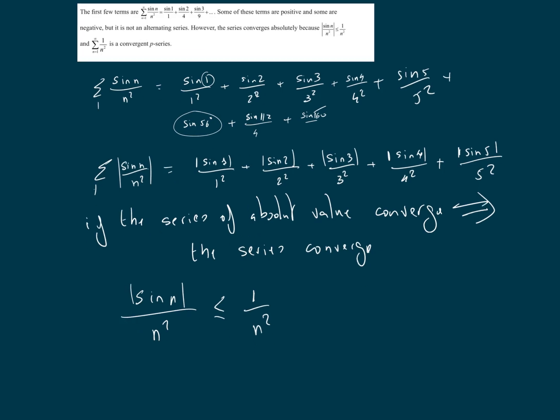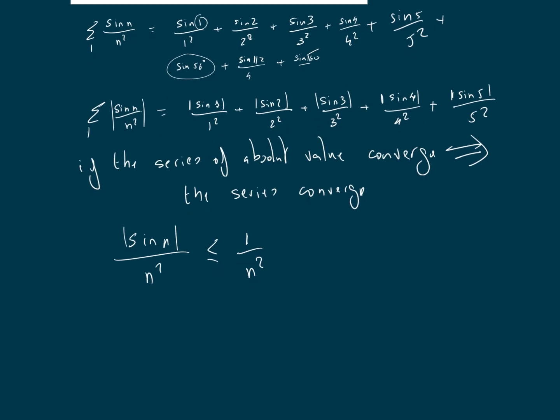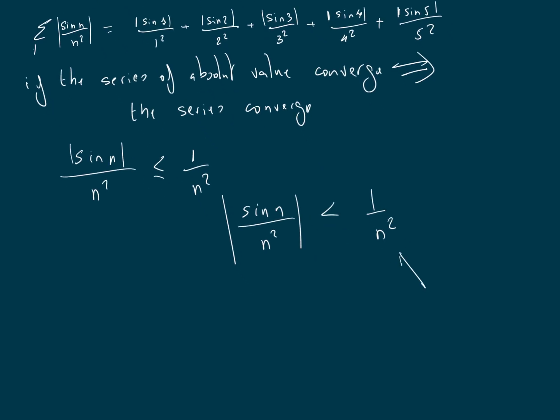So what I will do is use the comparison test on this series, the one with the absolute value, and compare it with 1 divided by n squared. The absolute value of sine of n divided by n squared is smaller than 1 divided by n squared. But this series, the summation of 1 divided by n squared, converges. And this other one is smaller than one that converges, so then it converges.